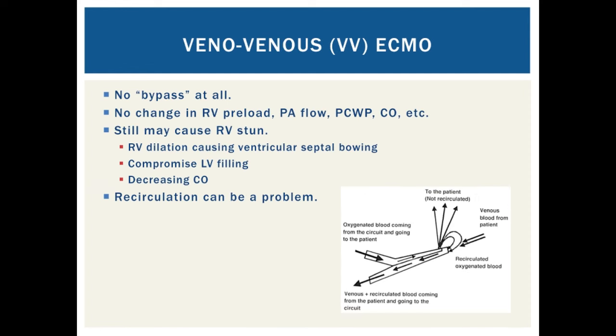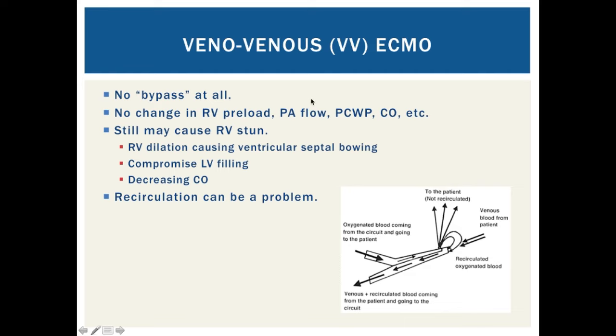VV ECMO is again where the blood is drawn. There's two ways to do this. You use two separate catheters. One is in the femoral vein, and one is in the internal jugular vein. One draws the blood, the femoral, and you readminister through the IJ catheter. Or in some hospitals, you have one single catheter. We have this here at the University of Kentucky, where the catheter has two different ports. It has one where it draws the blood in, and then once it's oxygenated, it goes back to the patient through that same catheter, and it squirts out a different hole.